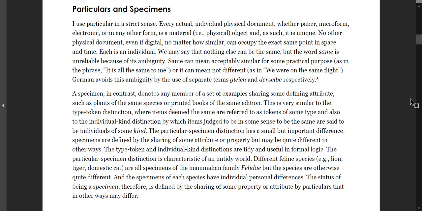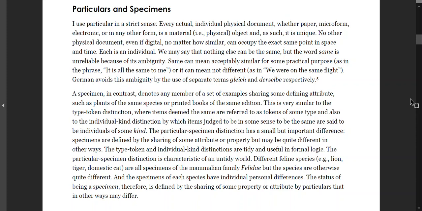A specimen, in contrast, denotes any member of a set of examples sharing some defining attributes, such as plants of the same species or printed books of the same edition. Thank you for this definition, because I teach about specimens in the objects class, and I can never articulate this very well. It's like, it's a type example.